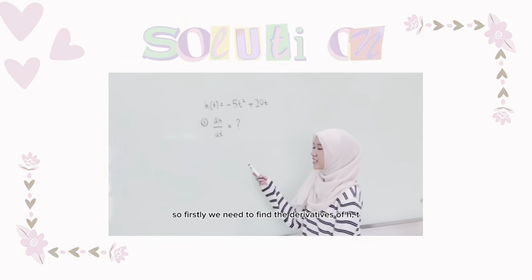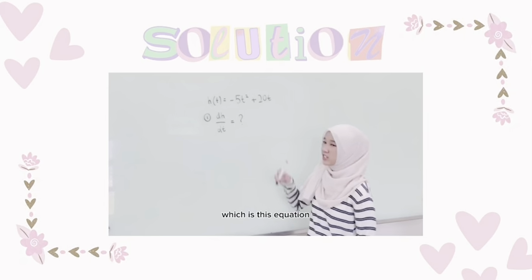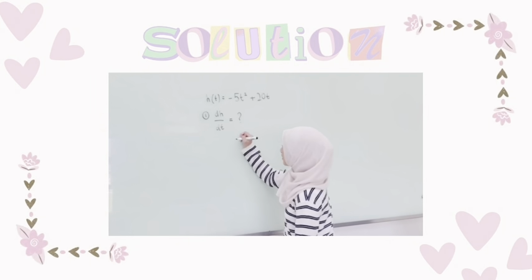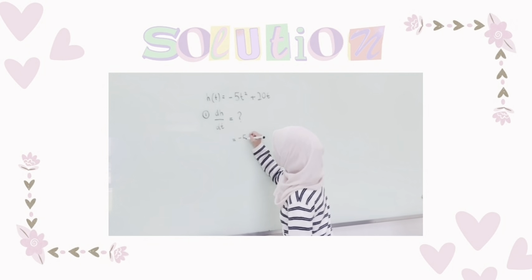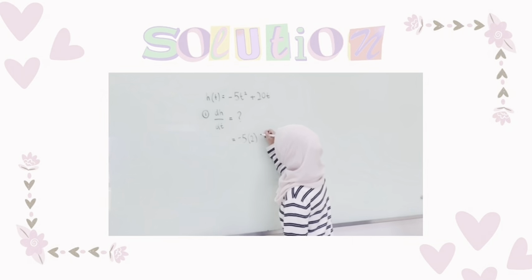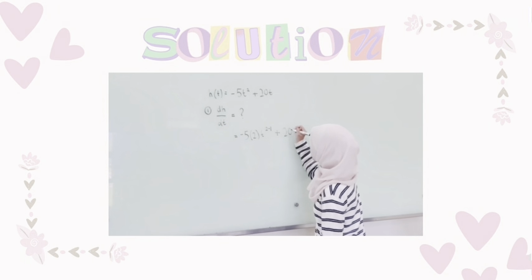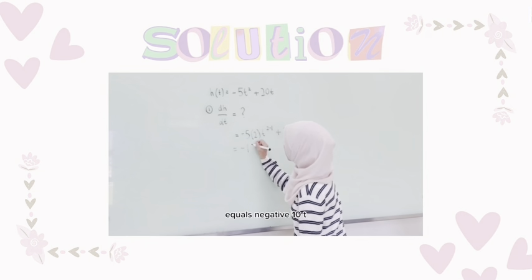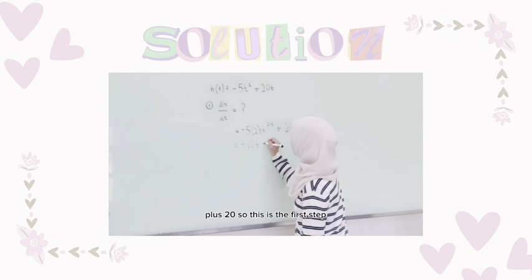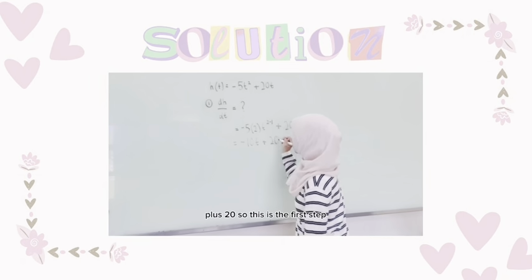So firstly, we need to find the derivative of h(t), which is this equation. Differentiating, we get negative 10t plus 20. So this is the first step.